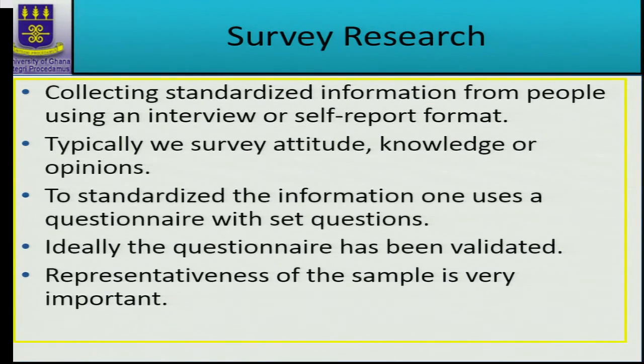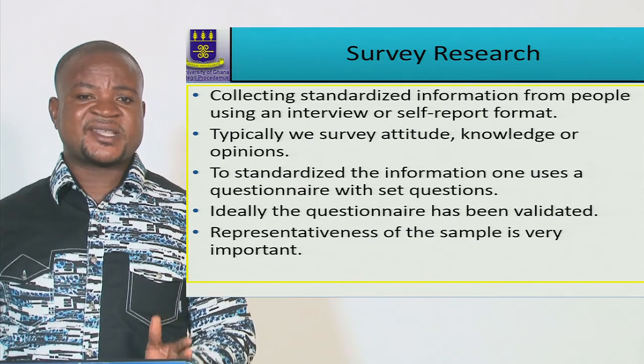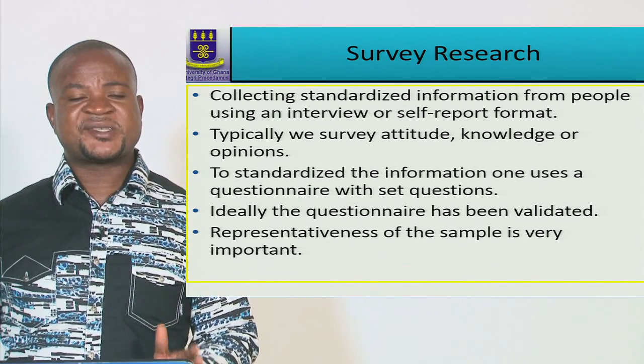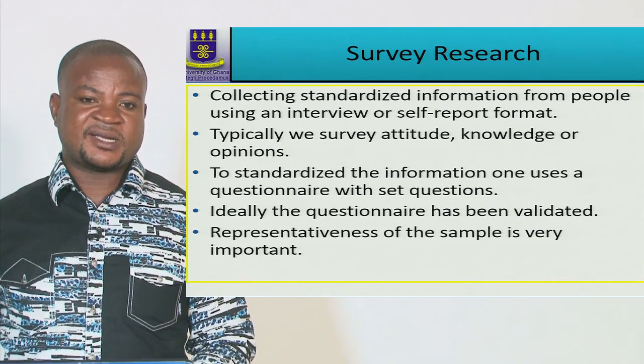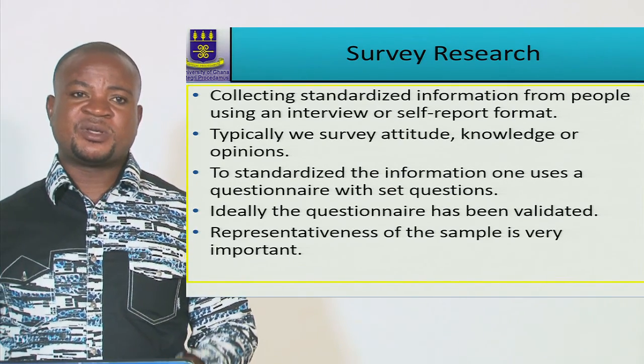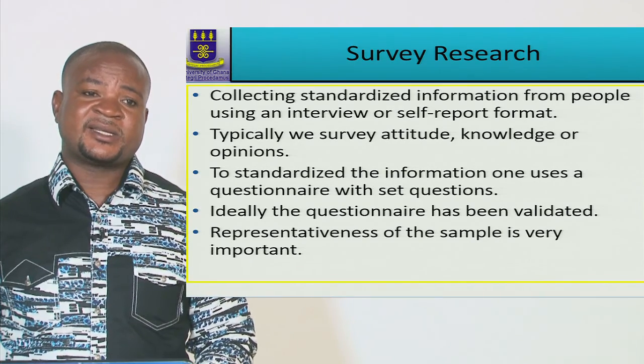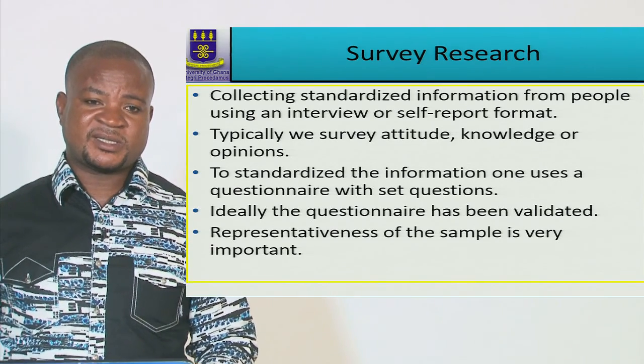That's what happens in a survey: collecting standardized information from people using an interview or self-report. And most of the time, the things that we use survey to study have to do with people's attitudes, people's knowledge about an issue, people's opinions on issues of concern to the researcher. And to standardize the information that you collect means that you must have a questionnaire with a set of questions. Everybody should be given the same questions to be answered. And the questionnaire has to be validated. It needs to have good psychometric properties.